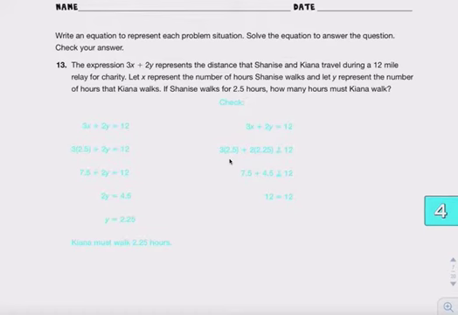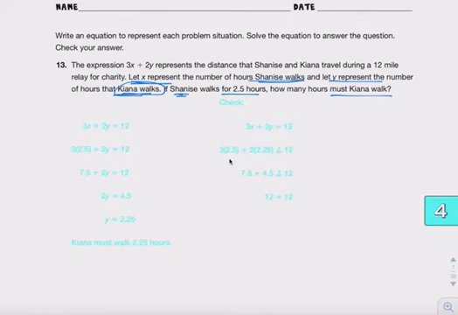The expression represents the distance Shanice and Kiana traveled during 12 hours of charity. Let X represent the number of hours Shanice walks, and let Y represent the number of hours Kiana walks. If Shanice walks 2.5 hours, how many hours would Kiana walk? Okay, so given, Kiana is what variable? Y, correct?